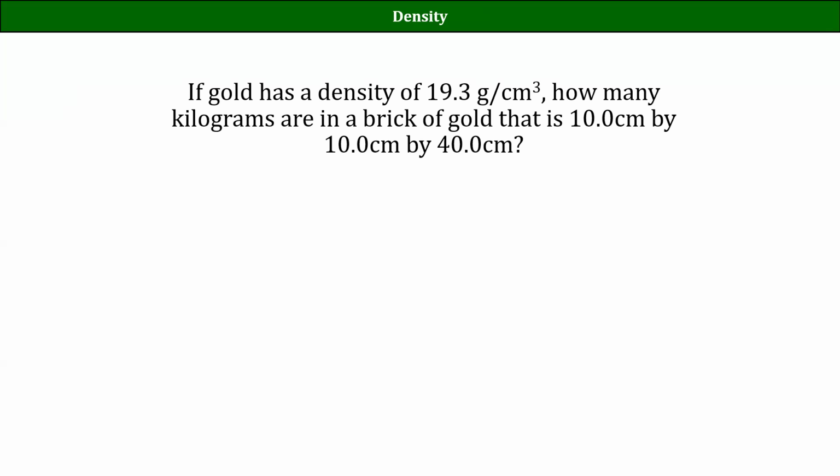It involves a gold brick. That's always fun. You've got a gold brick, 10 centimeters by 10 centimeters by 40 centimeters, and gold has a density of 19.3 grams per cubic centimeter. How many kilograms are in a brick of gold? How do we get that? What's our roadmap going to be?